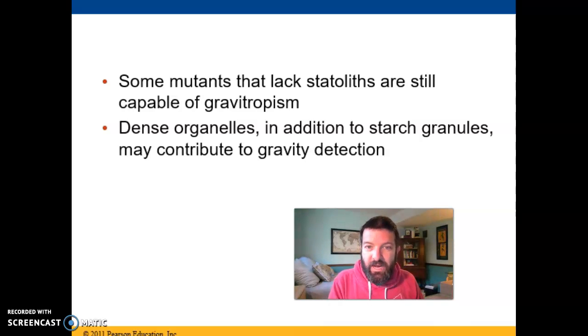And this is a lot like animals, which show gravitaxis or phototaxis, or gravikinesis or photokinesis, right? But phototaxis is movement toward or away from light. Phototropism is growth toward or away from light.